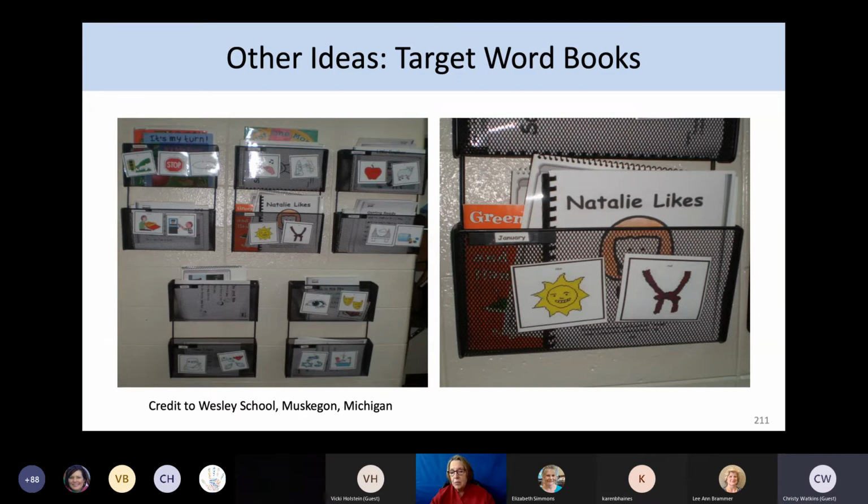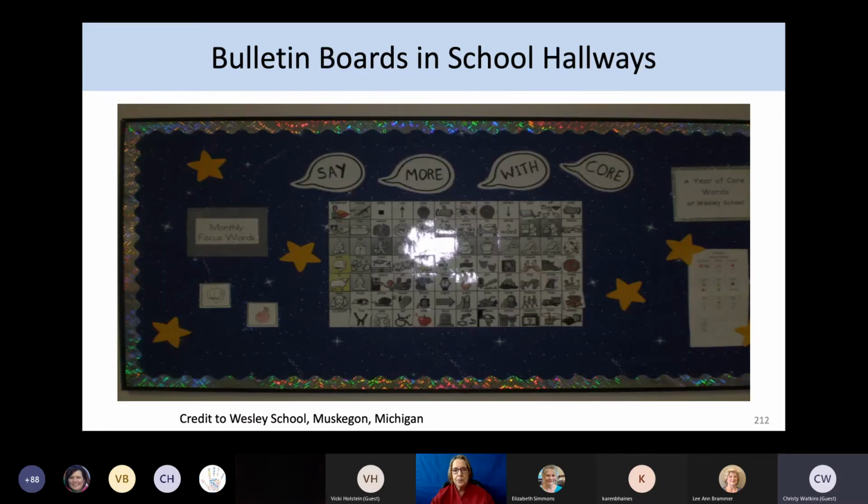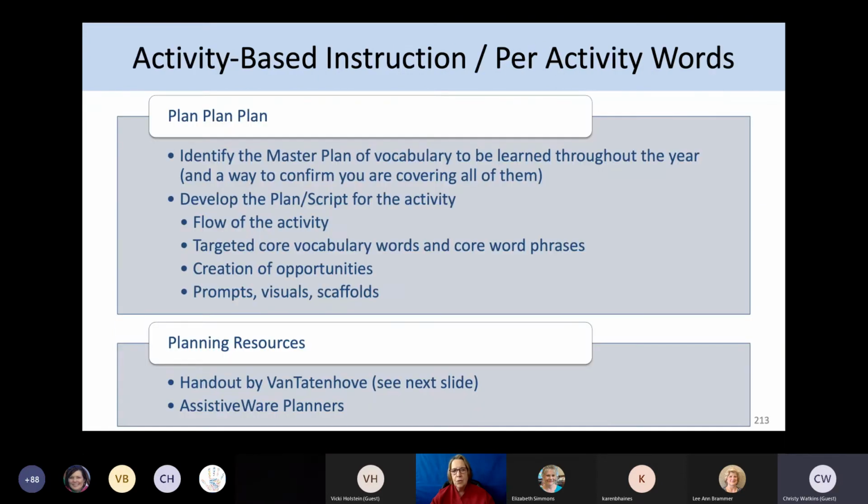So these are kids with significant challenges, and they're going to get through those two words in the month of January. They also had their bulletin board in the hallway. Well, this bulletin board just kept the whole school informed of this month, what are the words we're working on? And just keeping that at the forefront of the entire school.